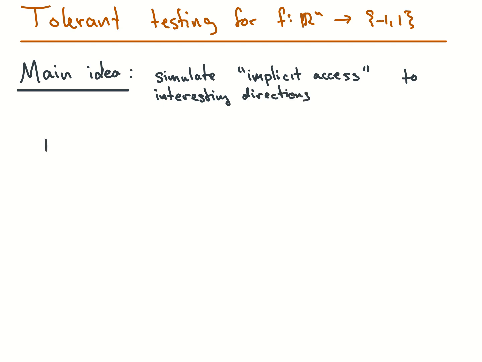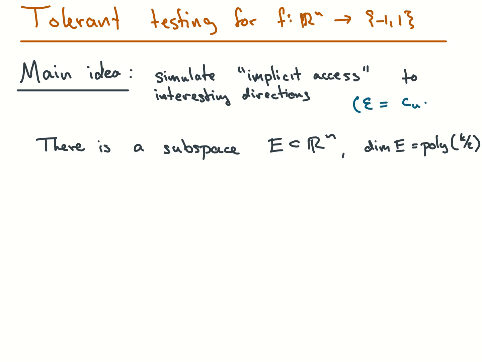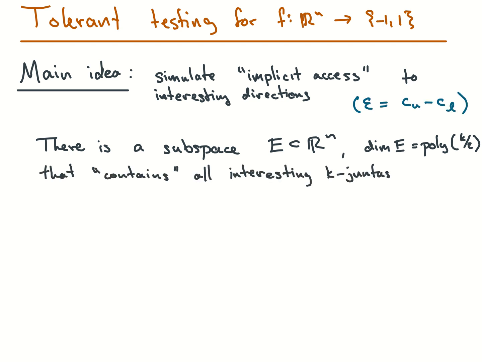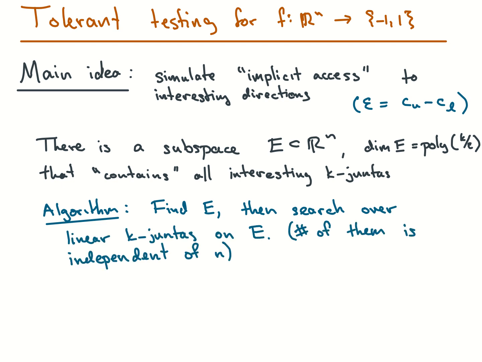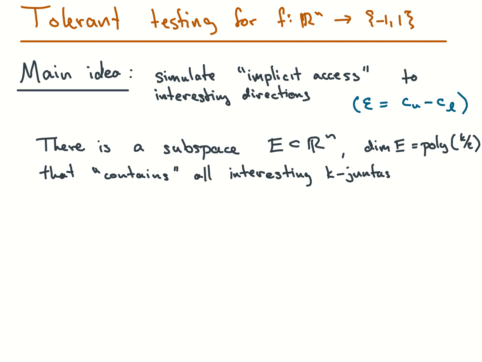It isn't too hard to see that there is a subspace E of dimension polynomial in k over epsilon that essentially contains all of the potentially relevant linear k-juntas. So at a very high level, the idea of the proof is to first find the subspace, and then to brute force search over all k-juntas contained in it, which we can do because the dimension of the subspace is independent of n.